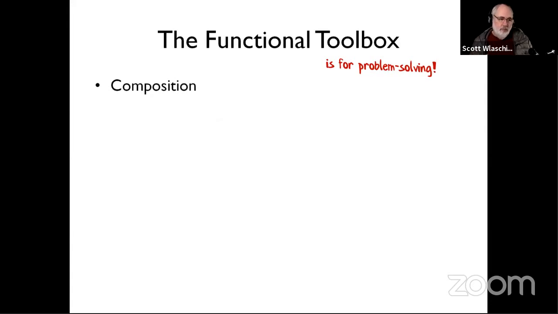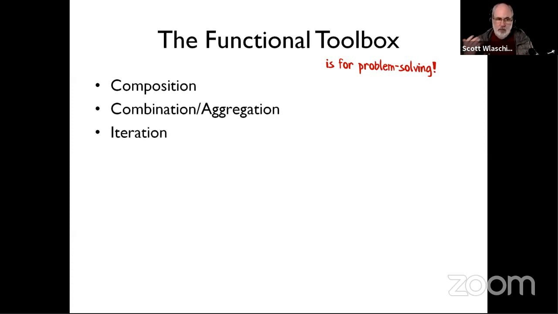So the first problem you typically have to do is, how do you do composition? Functional programmers love to do composition, and most of the tools are about composition. How do you combine things? How do you aggregate things? How do you loop over things? How do you iterate over things?